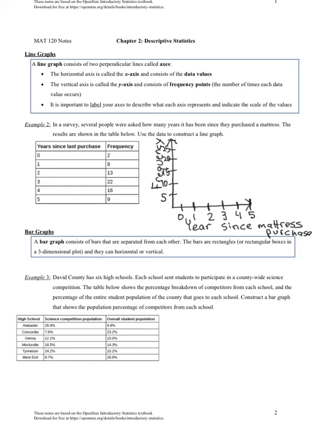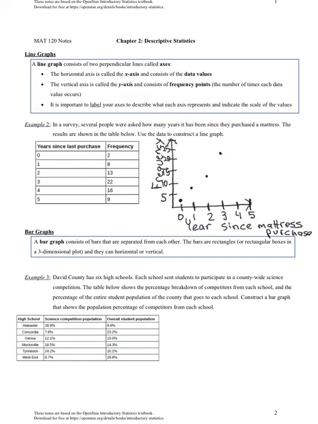Let's go ahead and plot these points. So 0 occurred twice, so maybe about here. People who bought the mattresses within the past year, that occurred 8 times. Within the last 2 years, that occurred 13 times. So somewhere between the 10 and the 15 here. For 3, goes all the way up to 22.